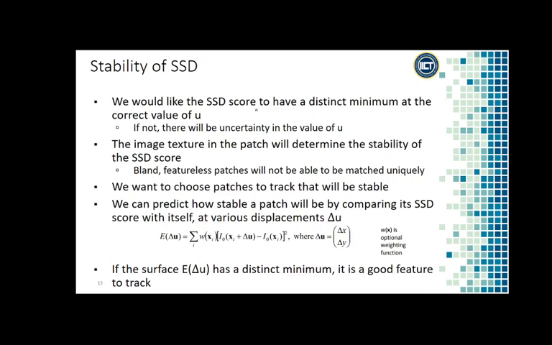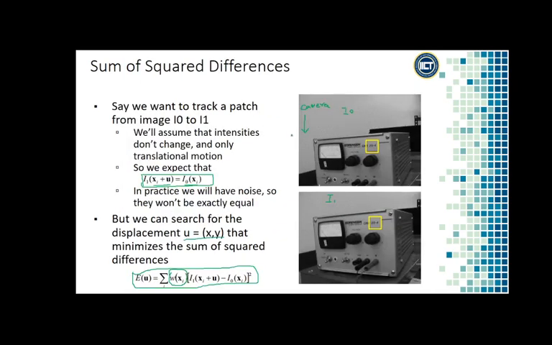So we would like to have the SSD score. You have a distinct minimum at a right value of u, and there will be an uncertainty in the value of u if there is no stability. So a featureless patch will not be able to match uniquely. This is the same thing which I explained with the homogeneous regions. If the regions are homogeneous, let's say in this case, if you select this patch, this is a featureless patch because you will find false responses here too. So you cannot match it accurately because there are many similar regions.